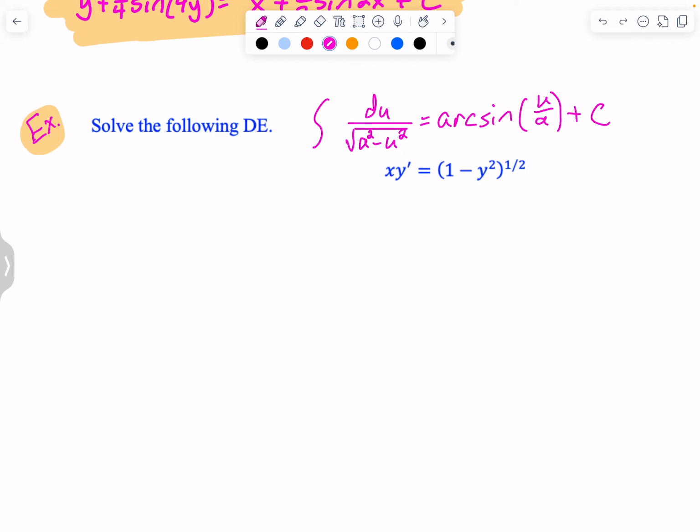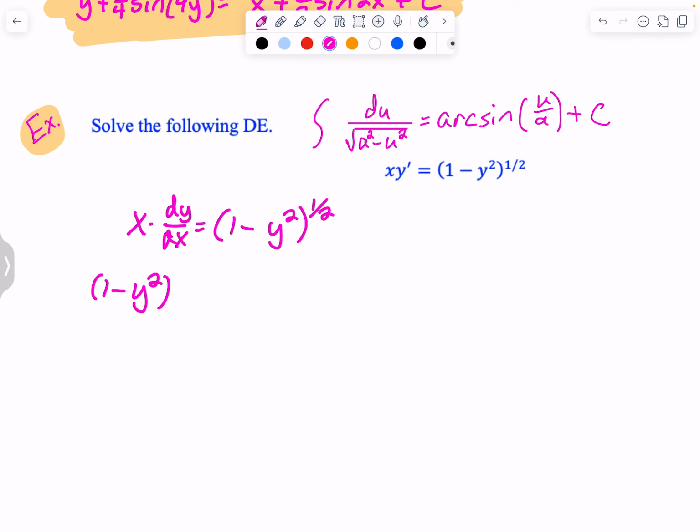Okay, so let's take a look at this. I'm going to go ahead and write out the problem, changing that. And I got 1 plus y squared to the 1/2 power. If I were to move things around, I get 1 plus y squared. Oh, it's minus.